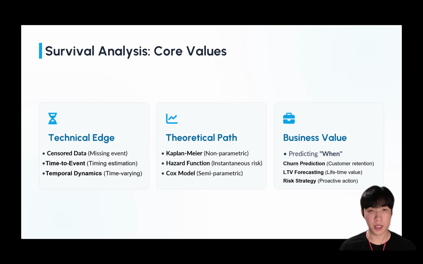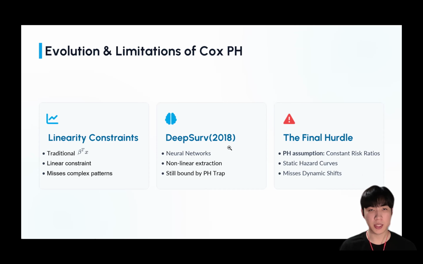Now, let's look at the limitations of previous models. The first limitation of previous models is linearity. Traditional Cox models assume a linear combination of covariates, which fails to capture complex nonlinear relationships in real-world data. To solve this, DeepSurv introduced neural networks to model non-linearity and improved performance. However, the proportional hazard assumption remained a challenge.